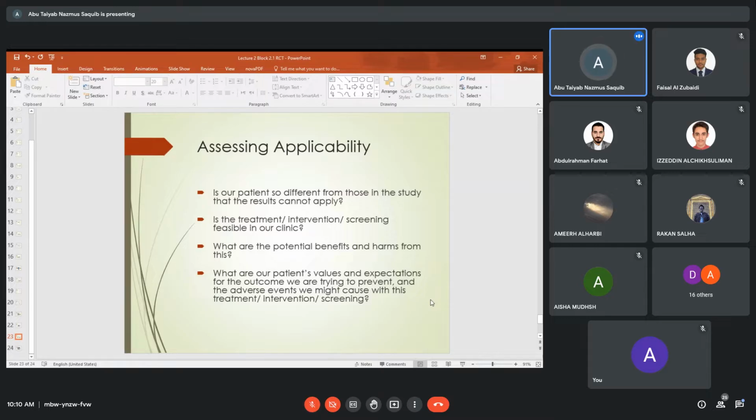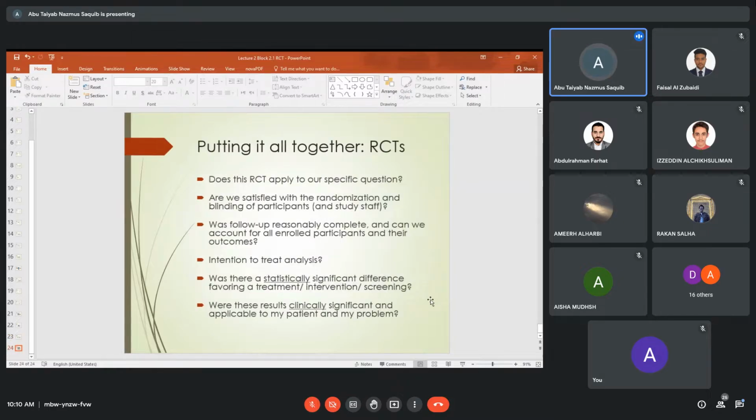So for an RCT, you assess its validity, you assess its importance from the number needed to treat, and lastly you assess the applicability. And once you are happy on all fronts, then you know that it's a very good RCT, and the intervention, the drug, whatever is tested here, can be used in the population. Okay.